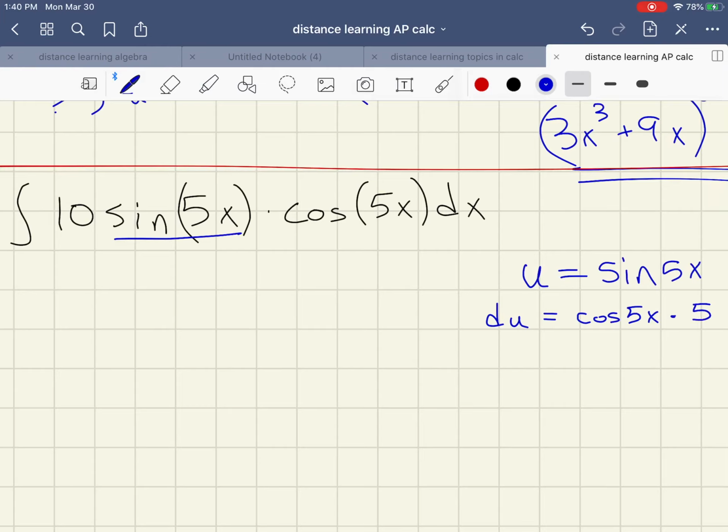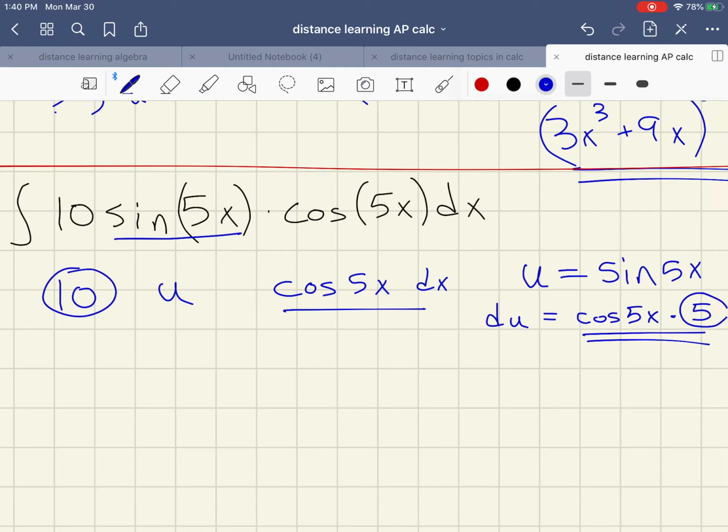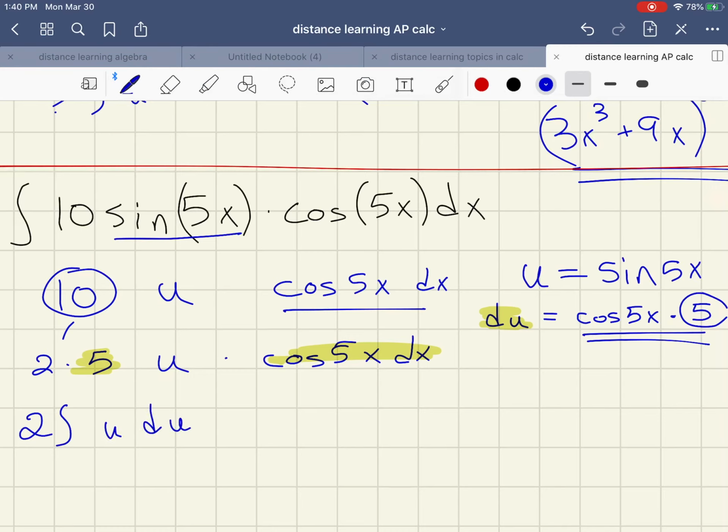So if I just start rewriting this, 10u cosine 5x dx, and I have most of this right here, right? I just need a 5, but I have a 10. So I'm going to factor that out. I'm going to say 2 times 5 times u times cosine of 5x dx. And now all of a sudden, here's my du. So I'm going to take the 2 out. I'm going to have u du.